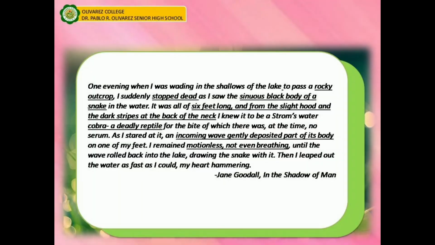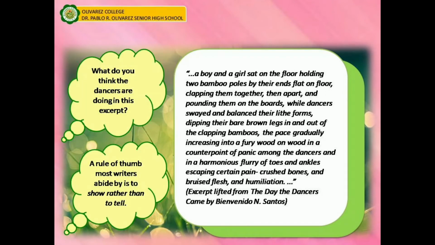Let's take a look at the example we had. You will see the descriptions in the underline like rocky outcrop, stopped dead, the sinuous black body of a snake, 6 feet long, and from the slight hood and the dark stripe at the back of the neck, cobra, a deadly reptile, incoming wave gently deposited part of its body, and motionless and not even breathing. It gives you a vivid picture of how this dangerous animal looks and how it feels when it's around. Let's have this example.